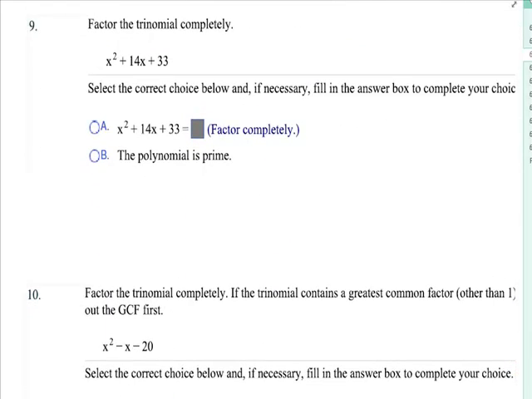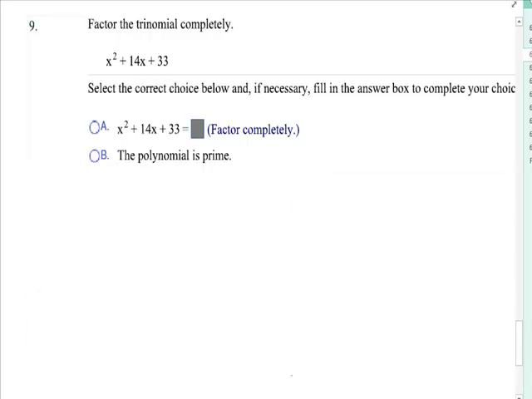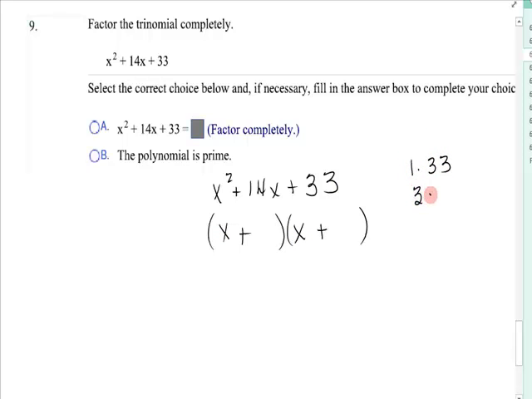I have 2 more. I have x squared plus 14x plus 33. GCF? Nope. Since there are 3 terms, I go to trial and error. Last sign is positive. What does it tell you? It tells you plus, plus, or minus, minus. That says plus, plus. So I need x and x. Factors of 33. 1 and 33, or 3 and 11. I've been getting these lists pretty quickly. These numbers haven't been bad. Sometimes you have to work on it and use a calculator.